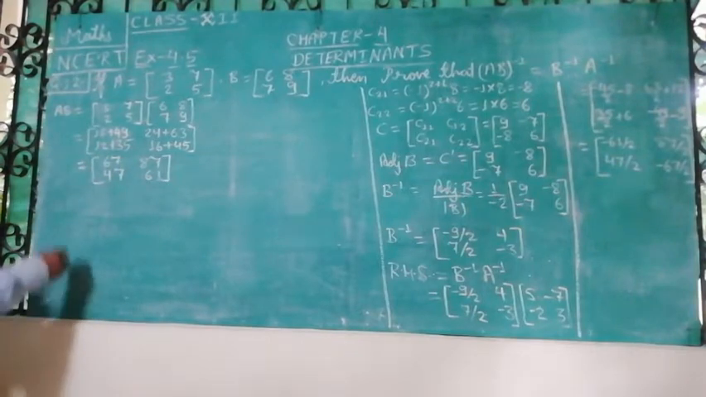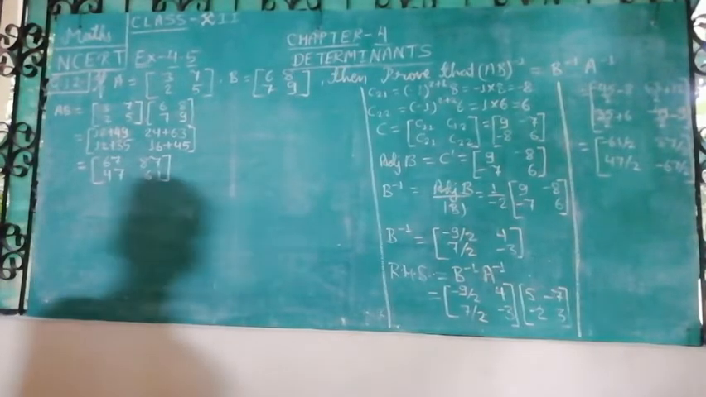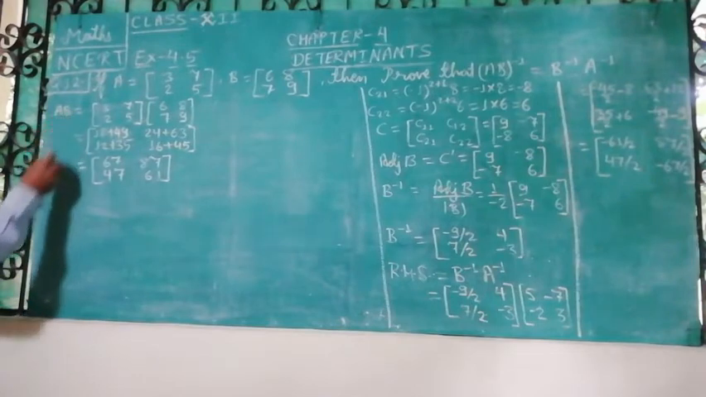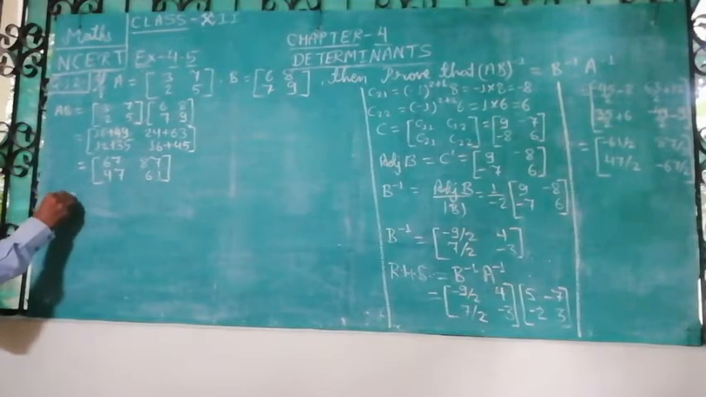So for AB inverse, what we have to do first of all? Cofactors we have to find. See how to do. First of all, you find determinant of AB. Determinant of AB is equal to what?